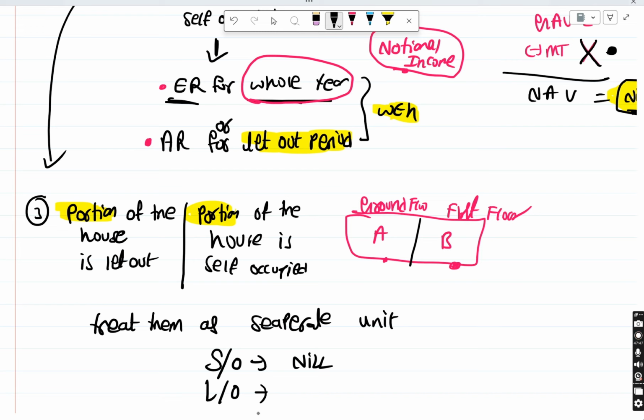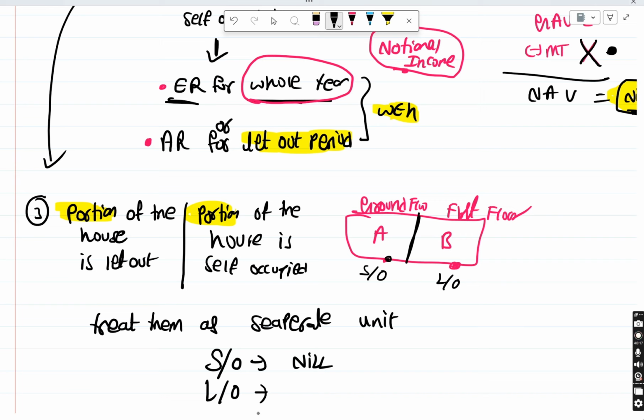Okay. Now, please explain again the third condition, where a portion of the house is let out and a portion is self-occupied. Say in your entire house there are two floors, ground floor and first floor. The ground floor you are self-occupying, and the first floor you are letting out. That means you are giving it for rent. So then you treat them as separate units, separate houses. For A you calculate separately, for B you calculate separately.